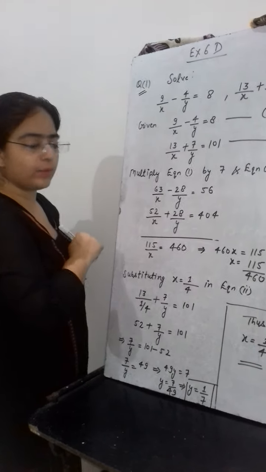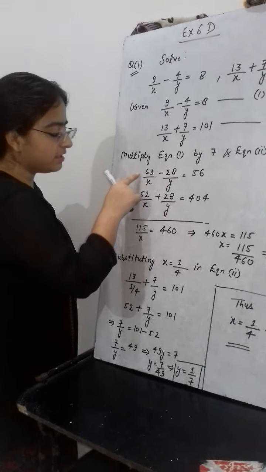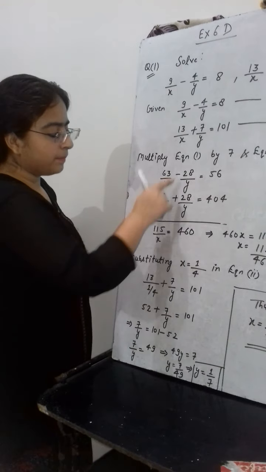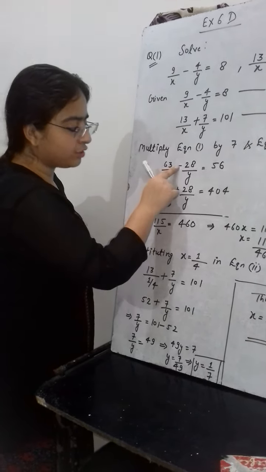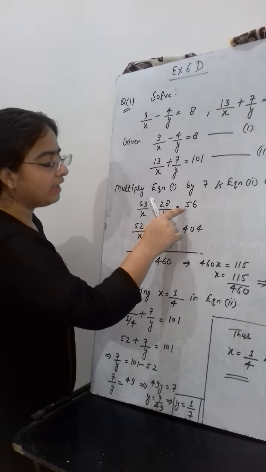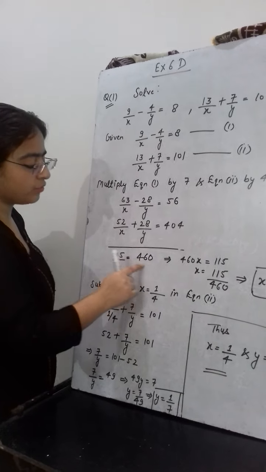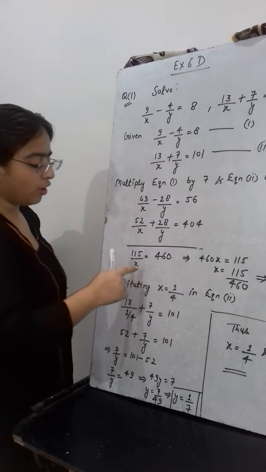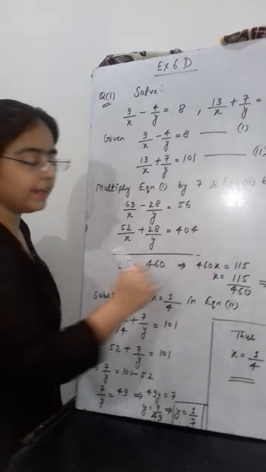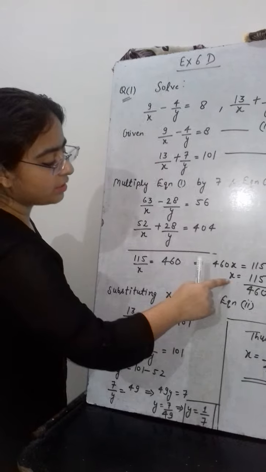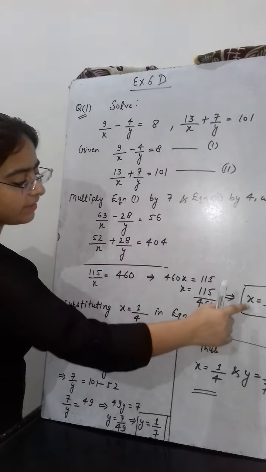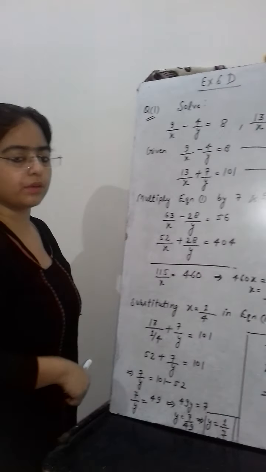On adding these equations, we get 63 plus 52 equals 115/x, plus 28/y minus 28/y will be cancelled, and here we will get 56 plus 404 equals 460. On cross multiplying, we get 460x = 115. So x = 115/460. On simplifying, we get x = 1/4.